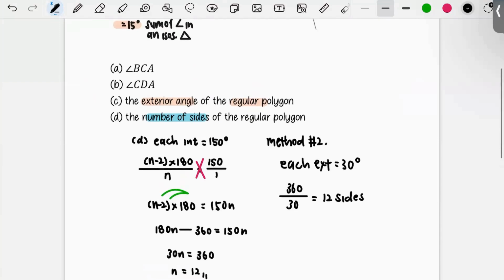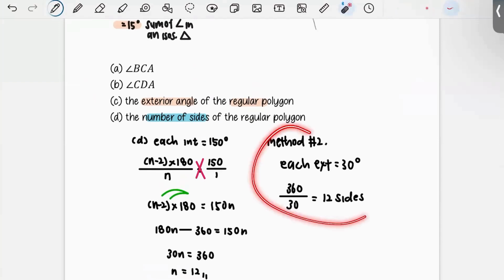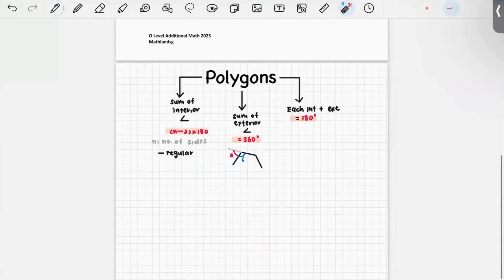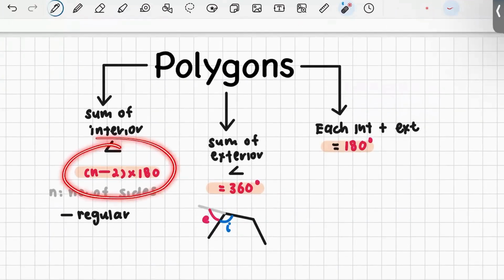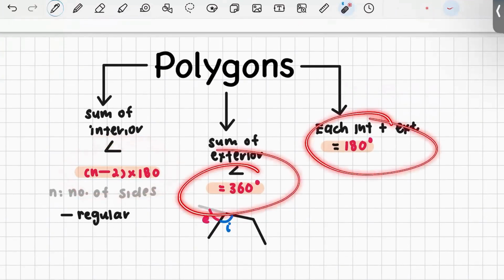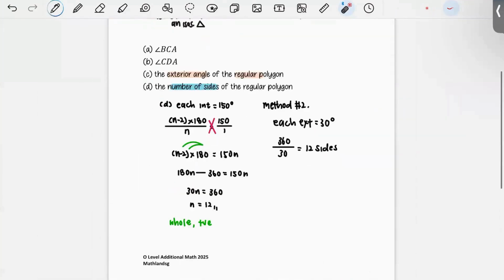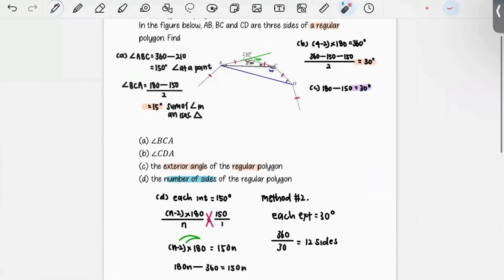So both methods are fine. When I was a student, this was a little bit unfamiliar to me, so I always used this formula and it worked. But what I want you to note is to always remember sum of interior, sum of exterior, and each interior, each exterior angle. So this question over here allows you to look at all three important concepts.